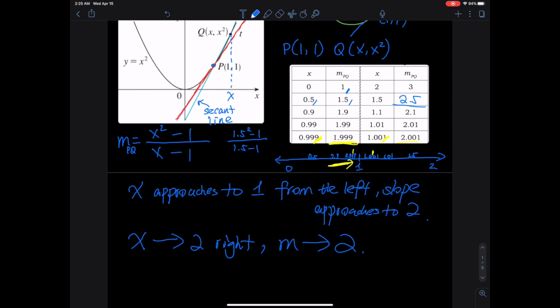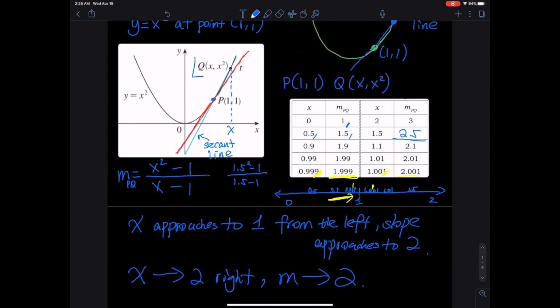What does it mean when x approaches 1 from the left and from the right? X is the x for point Q. As x approaches 1, you have to use your imagination. Just picture this in your mind.